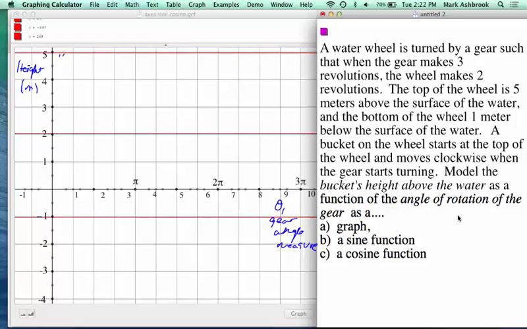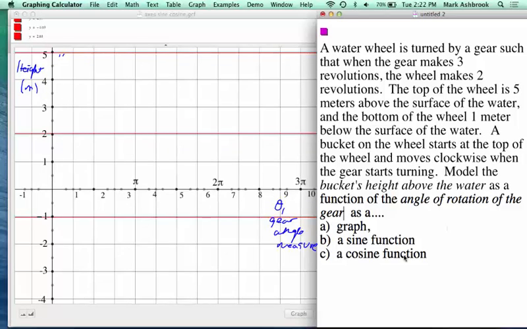So the period of the wheel, is it longer or shorter than, say, 2 pi for the gear? Yeah, the period of the gear is shorter than the period. Okay, so how are we going to get this period of the wheel? Or period, sorry, the period of this function.